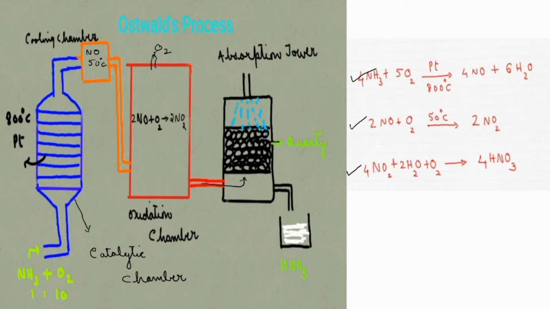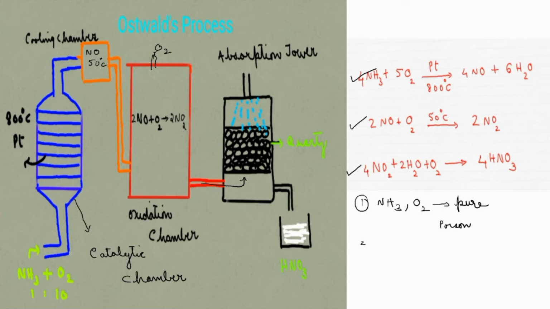But related to this, they will be asking a lot of questions. The first question they ask is why we are purifying the gas. What is the reason? Because we have taken the catalyst platinum. Any impurities associated with ammonia and oxygen can poison the catalyst, you can write.